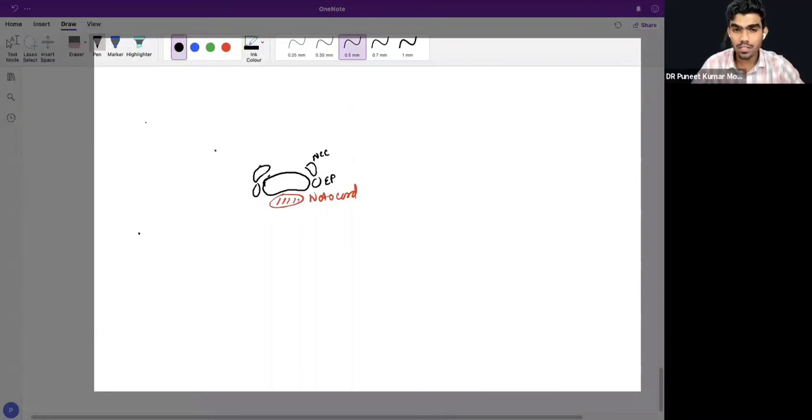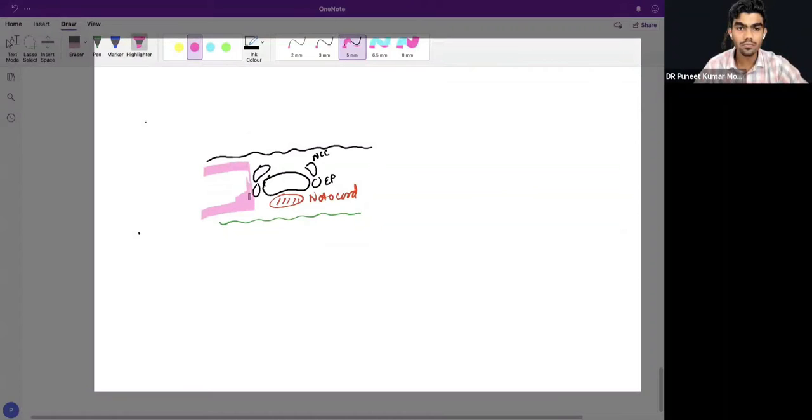Just above the neural tube is your surface ectoderm. Okay, and just beneath these structures is the endoderm. On the lateral side of the notochord and the neural tube is your mesoderm. Lateral side is your mesoderm. Okay. This one is the mesoderm. Is it clear or not?